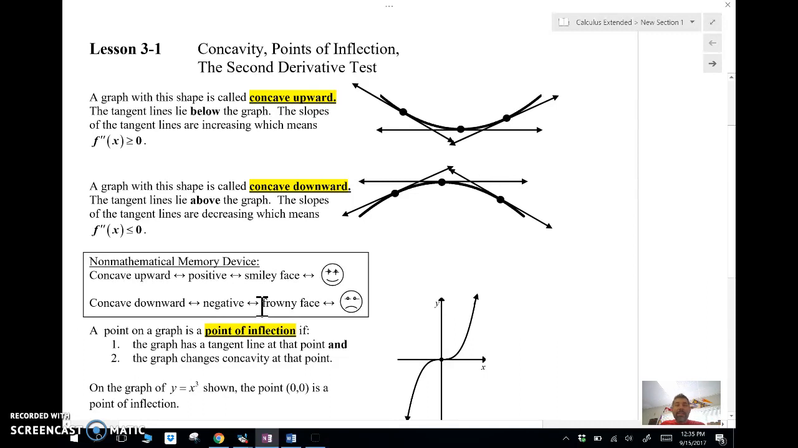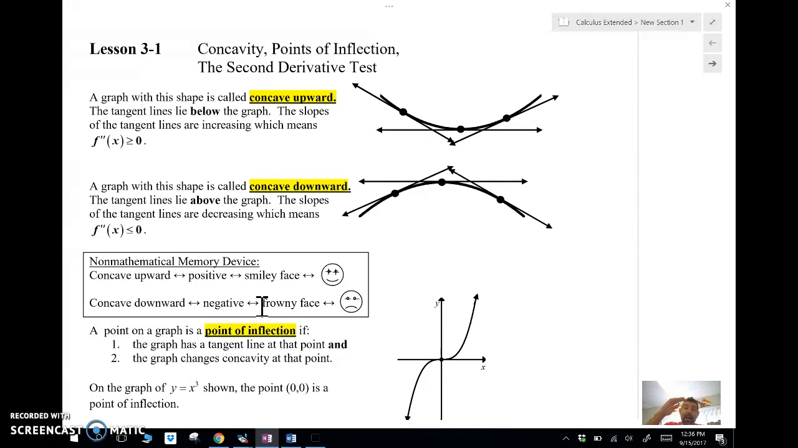All right, so let's talk about concavity. A graph is called concave upward if it goes like this, kind of like a bowl. Now, what happens when it's concave upward? Our tangent lines are below the graph, and as we continue going left to right, they increase in slope. So the tangent lines are increasing in slope, meaning that the second derivative, because it's the rate of increase of the tangent lines, is greater than or equal to 0, so that's positive.